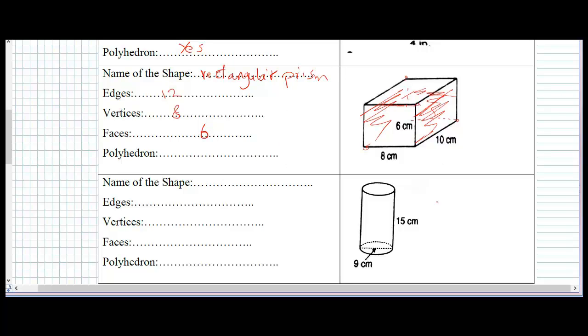Is that shape a polyhedron or not? We said polyhedron means that the shape has no curved side. No curved side, so this shape is a polyhedron. Yes, it is a polyhedron.